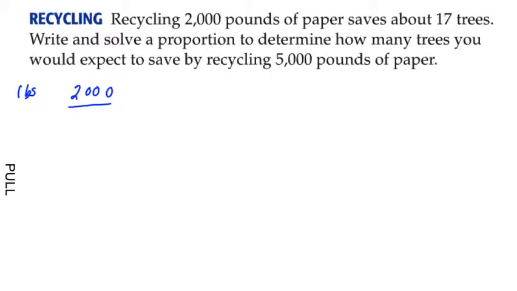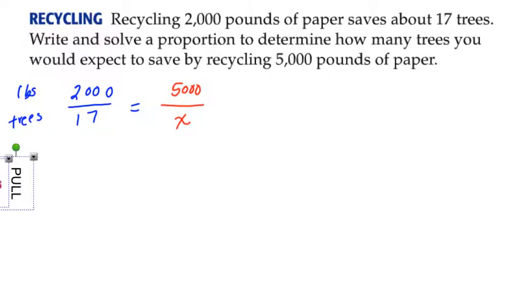Saves about 17 trees. So pounds are on the top, trees are on the bottom. And that's going to equal, on the right-hand side, I'll put this one in red, 5,000 pounds. And we don't know the number of trees. We'll call it x. Okay? So let's see. Do we have any work? Oh, we just have, yeah, we do.